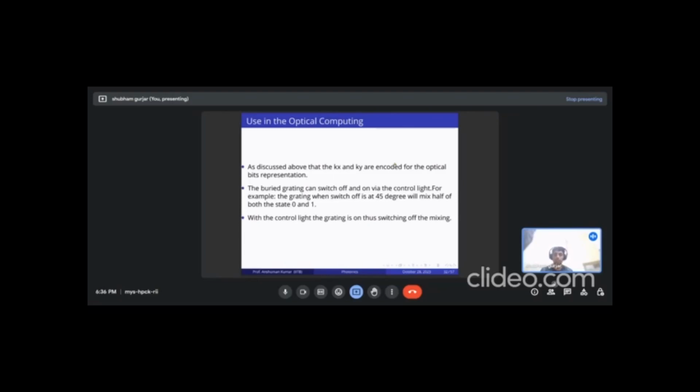So let's take an example where the grating state is at an angle of 45 degrees. At 45 degrees, there will be an equal mix of both states, both the optical bits. That is, both bits will have a probability of coming out half and half. And when we apply control light, the grating will get switched on and the mixing will not be there anymore.